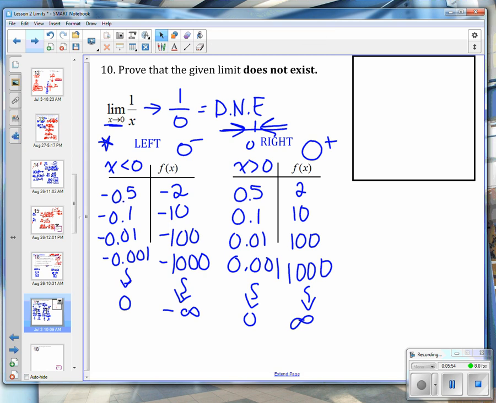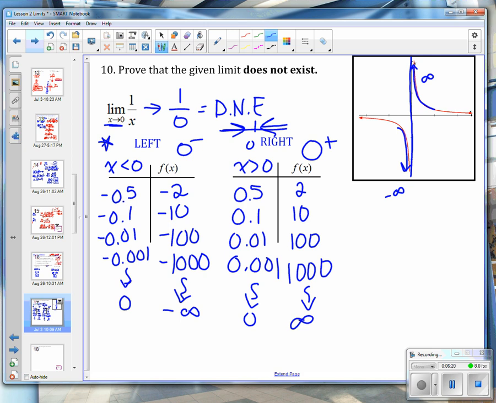So if I wanted to look at the graph of this one, either on your calculator, do a table of values, do whatever, you're going to see that this graph looks similar to this. And basically, when x is equal to 0, from the left we're approaching negative infinity, and from the right we're approaching positive infinity. So this is an excellent way to show, because these two things are not equal, that our limit does not exist. Because again, they have to be the same thing.